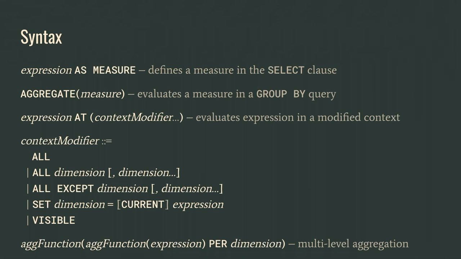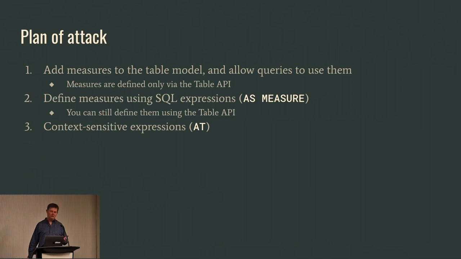So the idea is this new kind of column, a measure, that is actually an expression. Then a new aggregate function called AGGREGATE that says I want to use this measure column and aggregate it in whatever is the current context of my GROUP BY. Then this AT operator that evaluates a measure and changes the evaluation context, so I can evaluate it for last year, or for all customers, not just the current customer. And lastly, there's this VISIBLE operator that I will come to later. So plan of attack: how do we implement this? Well, first of all, let's add measures. All right, done that.